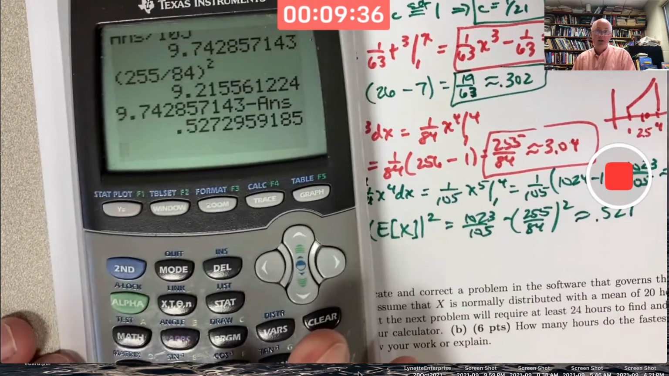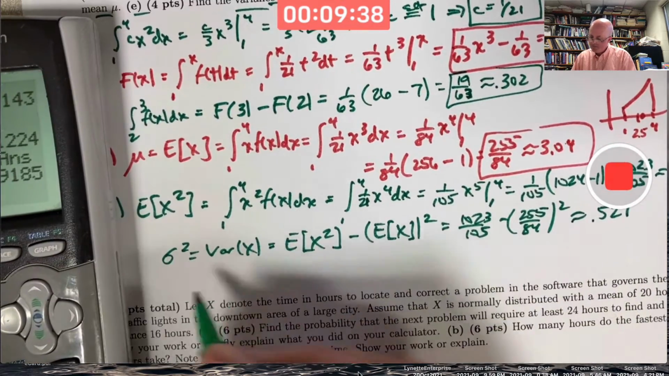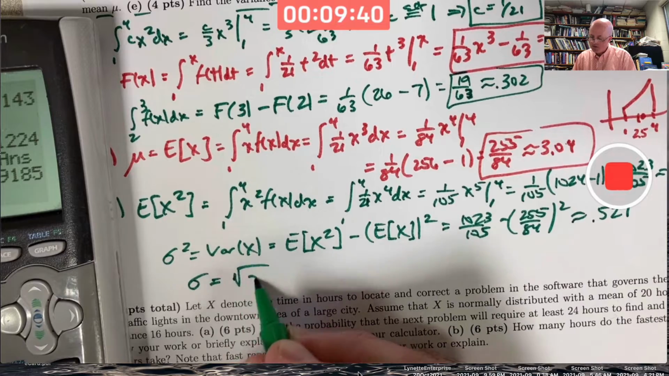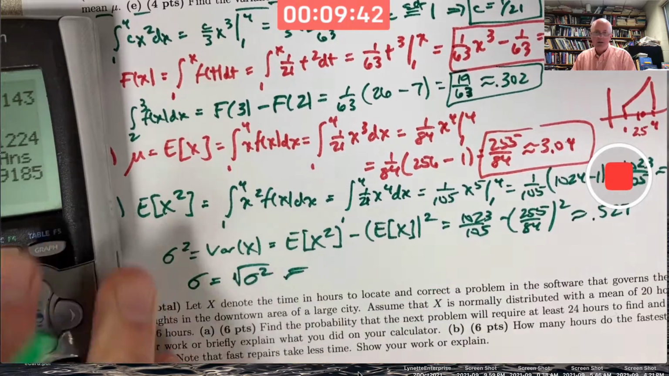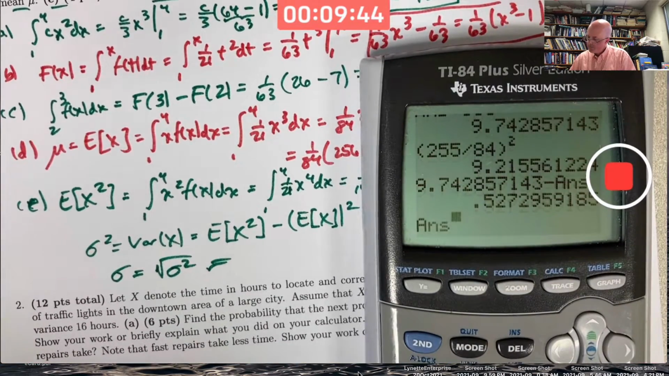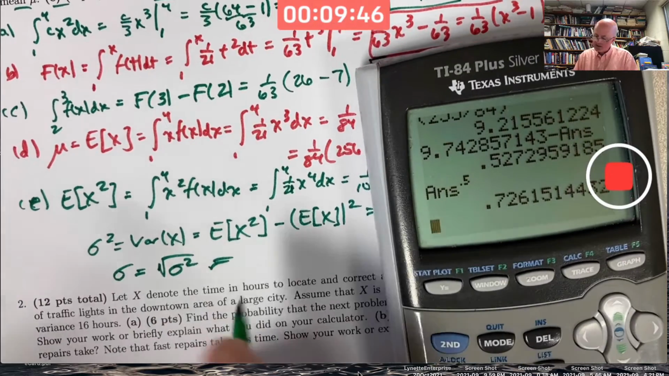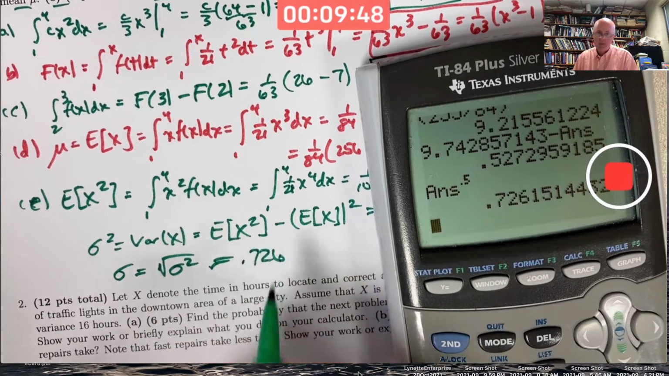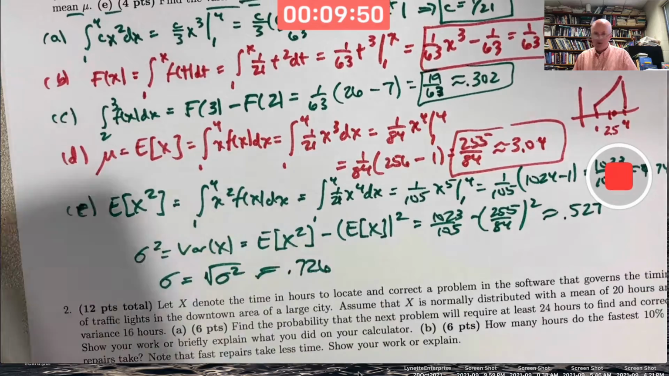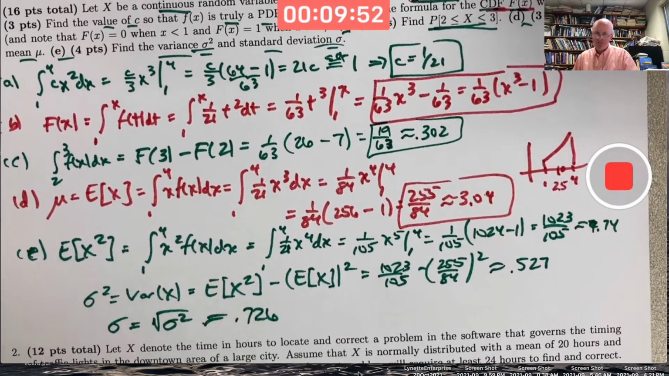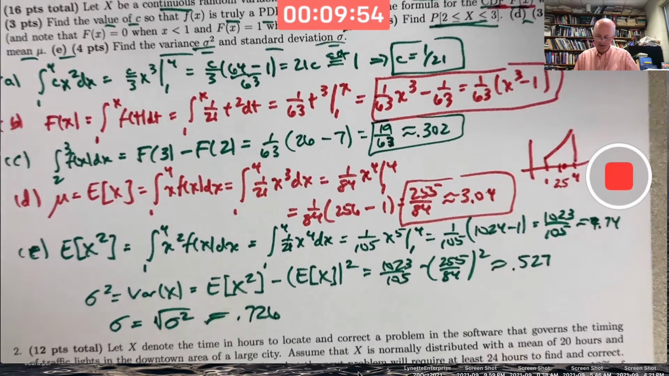And then the standard deviation is going to be the square root of that. Standard deviation is the square root of the variance, and that is going to be approximately 0.726. Okay? So if I've not made any mistakes, that's number 1. Okay? So you got to be good at doing some basic integrals there. Let's move on to number 2.